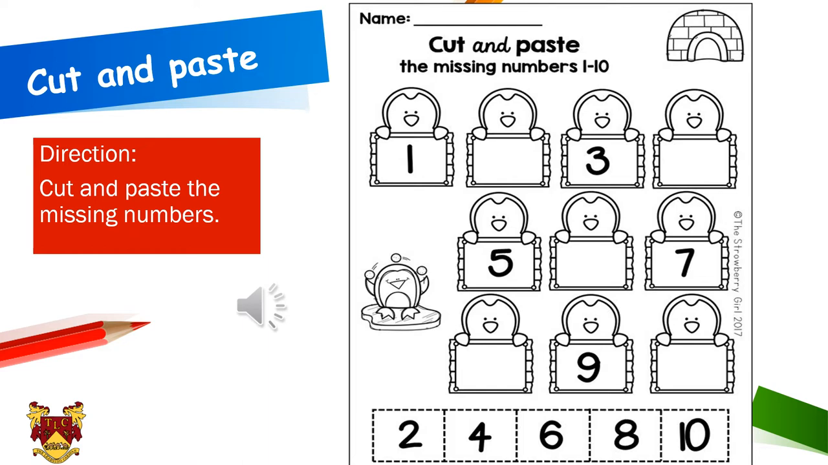Then you will go to the next number. The next number is number 3. So what comes after number 3? Yes. 1, 2, 3 and 4. So you're going to cut number 4 and paste it after number 3. So similarly, you will cut and paste the missing numbers and finish this worksheet.